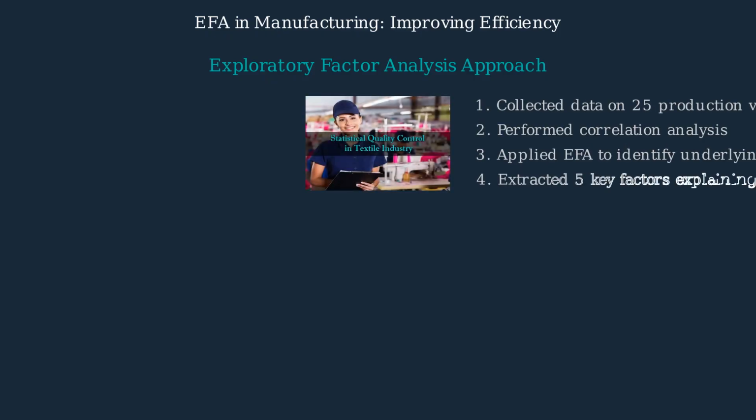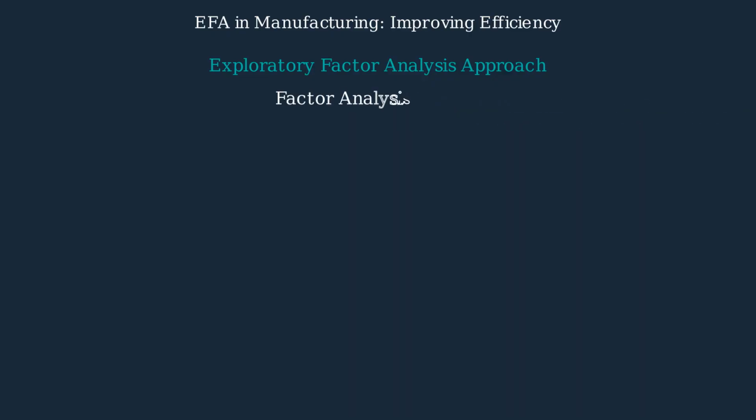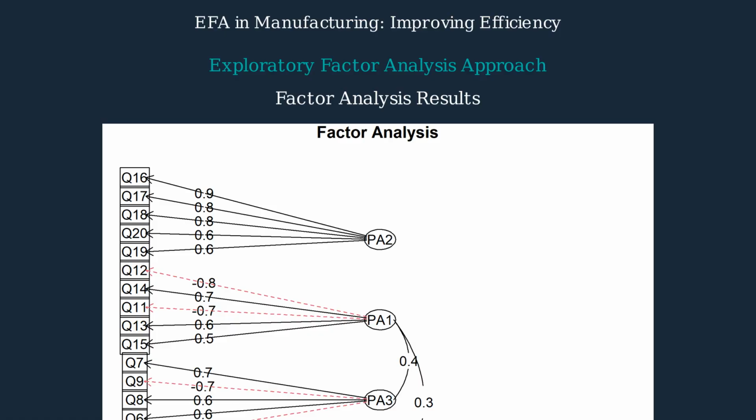To address these challenges, the facility implemented exploratory factor analysis. They collected data on 25 production variables, performed correlation analysis, and applied EFA to identify underlying factors. The analysis extracted 5 key factors that explained 78% of the variance in production outcomes. The factor analysis diagram shows how the 25 measured variables loaded onto 5 principal factors.